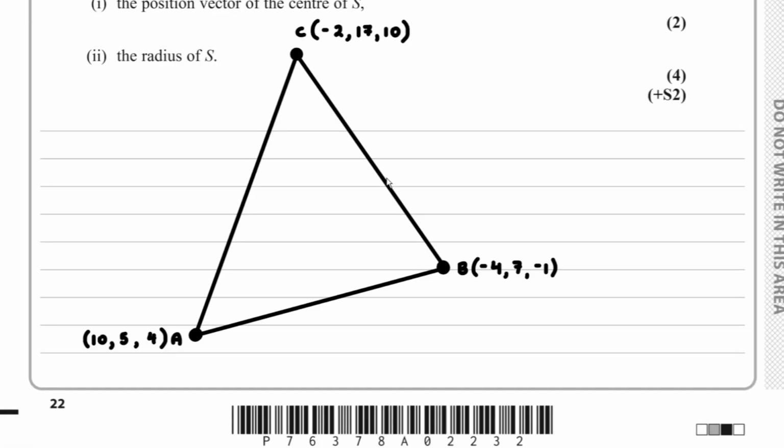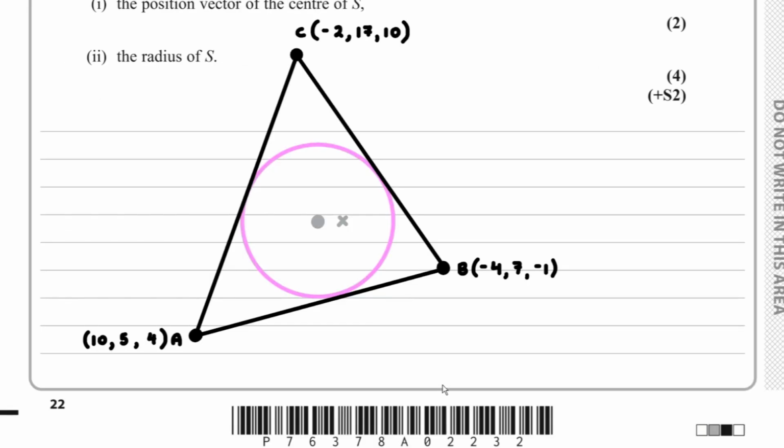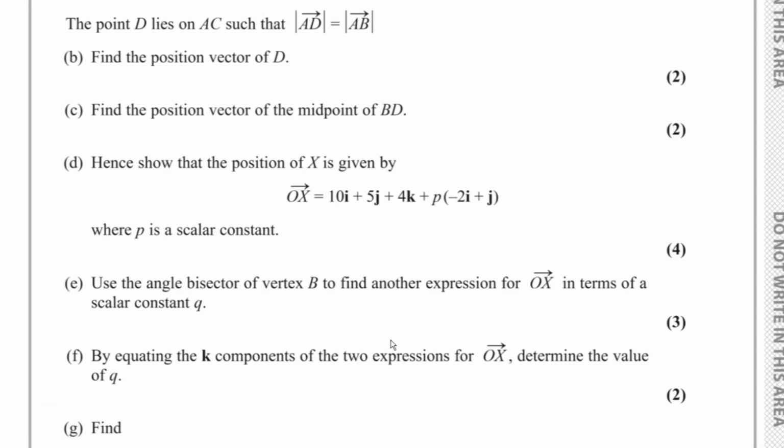So let's join these points up to form a triangle. The circle S lies inside triangle ABC such that each side of the triangle is a tangent to S. The centre X of S lies on the angle bisector of each vertex of the triangle. So that's what we see here.